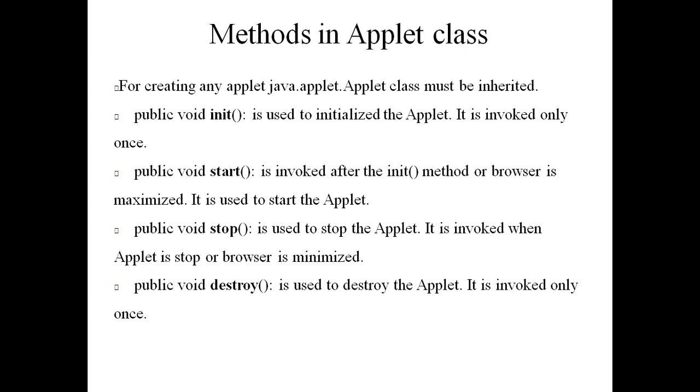The 4th method is the destroy method. It is called by the browser just before an applet is terminated. So this will remove the applet completely from the memory. So these are the 4 methods init, start, stop and destroy which are present in the applet class.